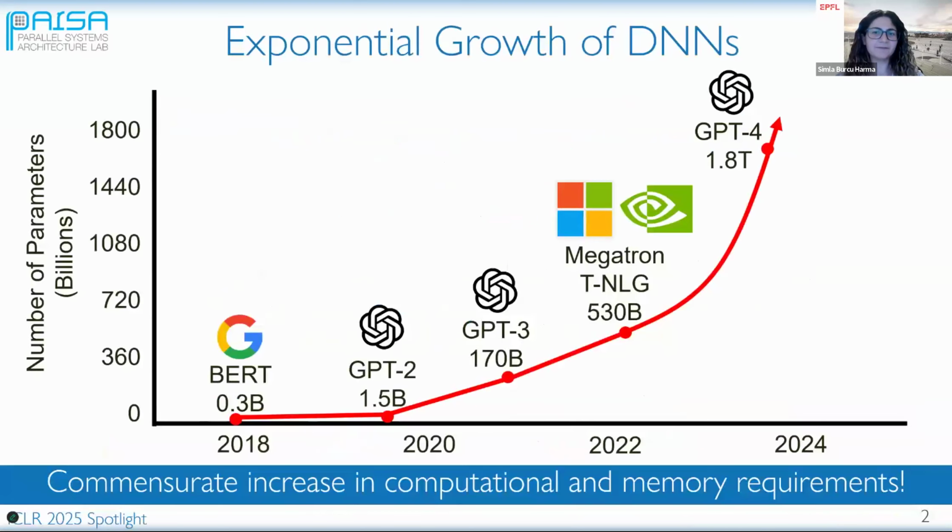As deep neural network models scale, their computational and memory demands grow exponentially. This plot shows the number of parameters in popular DNN models over the years. GPT-4 is estimated to have about 1.8 trillion parameters. This trend makes efficient inference and deployment more challenging, and compression is now not just an optimization, but it's a necessity.